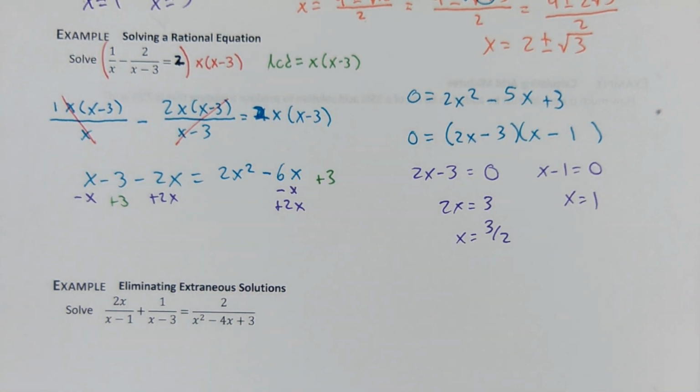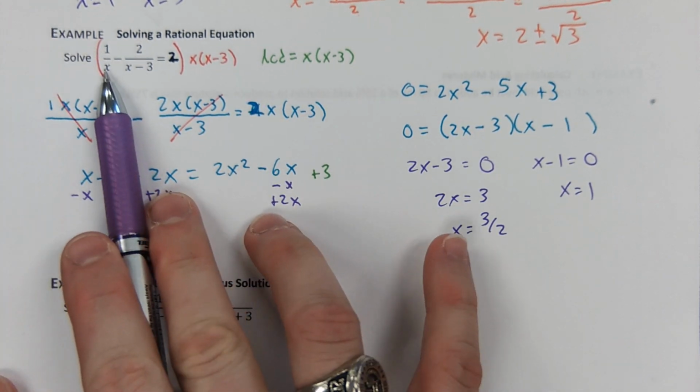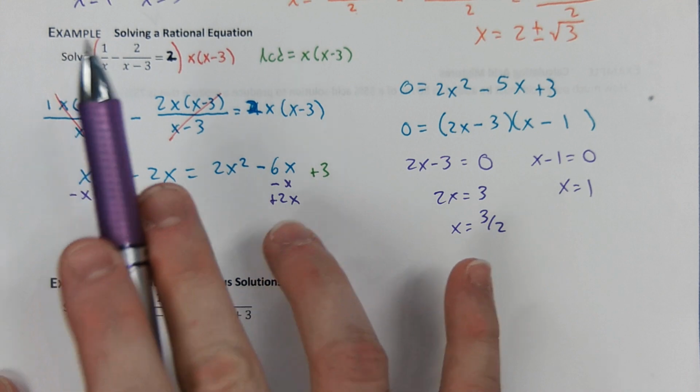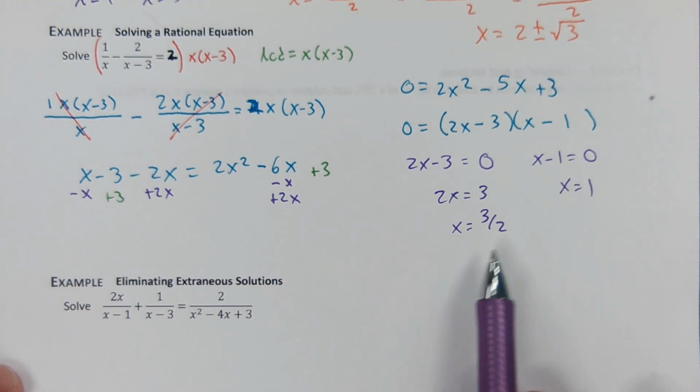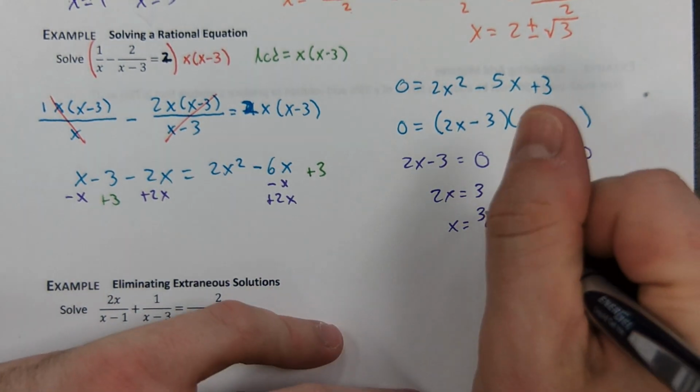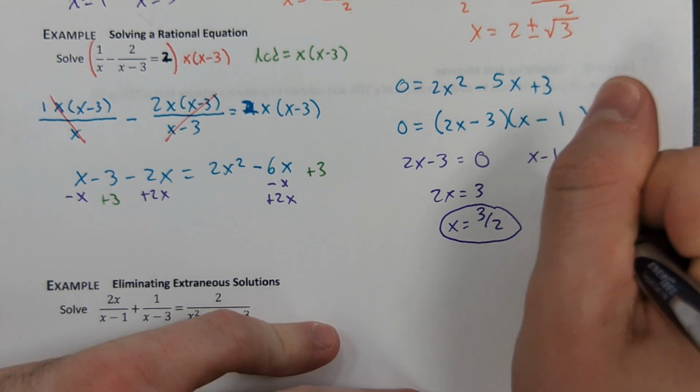And at the very end, your job: make sure you haven't violated the domain of the original question. There are 2 values x cannot be. Those 2 values are x equals 0 and x equals 3. Neither one of those things has happened, so those are our 2 solutions.